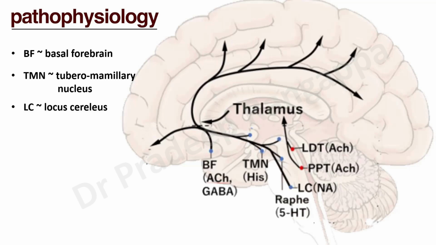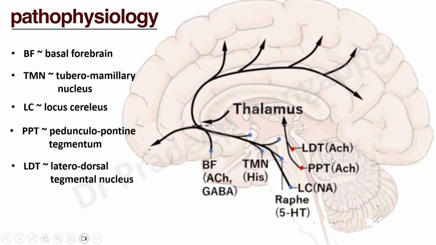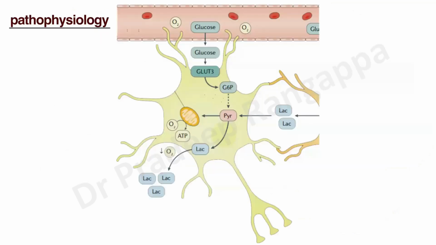Then you have the locus coeruleus, which is responsible for aberration in the norepinephrine or noradrenaline in the brain, and there is the pedunculopontine tegmentum where there is acetylcholine disturbance, and the laterodorsal tegmental nucleus. So these are the areas of the brain where there has been disruption of these chemical neurotransmitters which act as a trigger for delirium. This is a nice article which has looked into these areas where this neurotransmitter imbalance occurs, and they have been touted as the areas that trigger delirium.